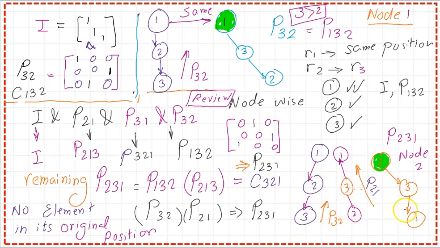So P31. Now we have multiplied two matrices. The first matrix is P32 by P21 in order to get P231. P231 is expressed as 0, 1, 0, 0, 0, 1, 1, 0, 0. If you look at it column-wise, we have the third column followed by the first column followed by the second column. We'll move to the last slide.